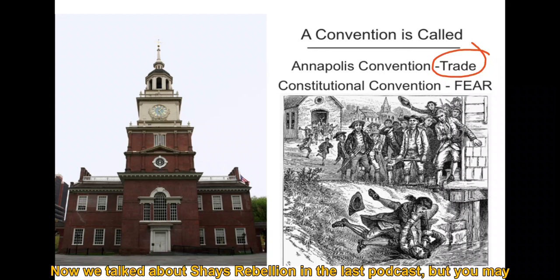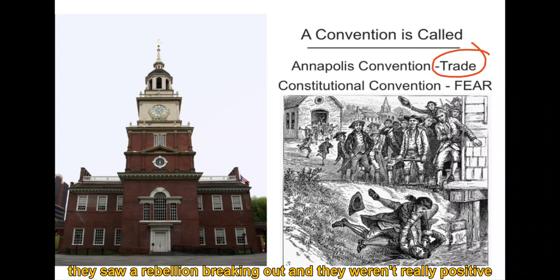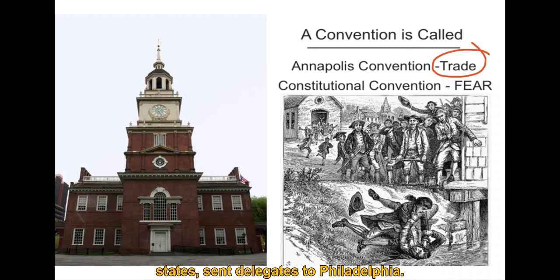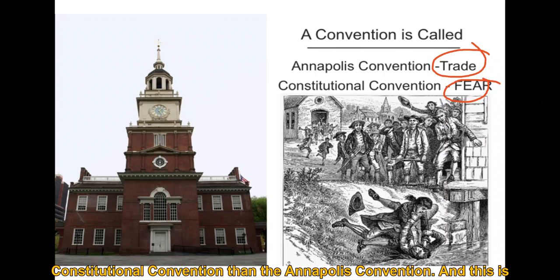Now, we talked about Shays' Rebellion in the last podcast, but you may remember it sent fear through a lot of people because they saw a rebellion breaking out and they weren't really positive that the national government was strong enough to stop it. So because of the fear that existed, more states, in fact 12 states, sent delegates to Philadelphia. So fear was what caused more states to be involved in the Constitutional Convention than the Annapolis Convention.